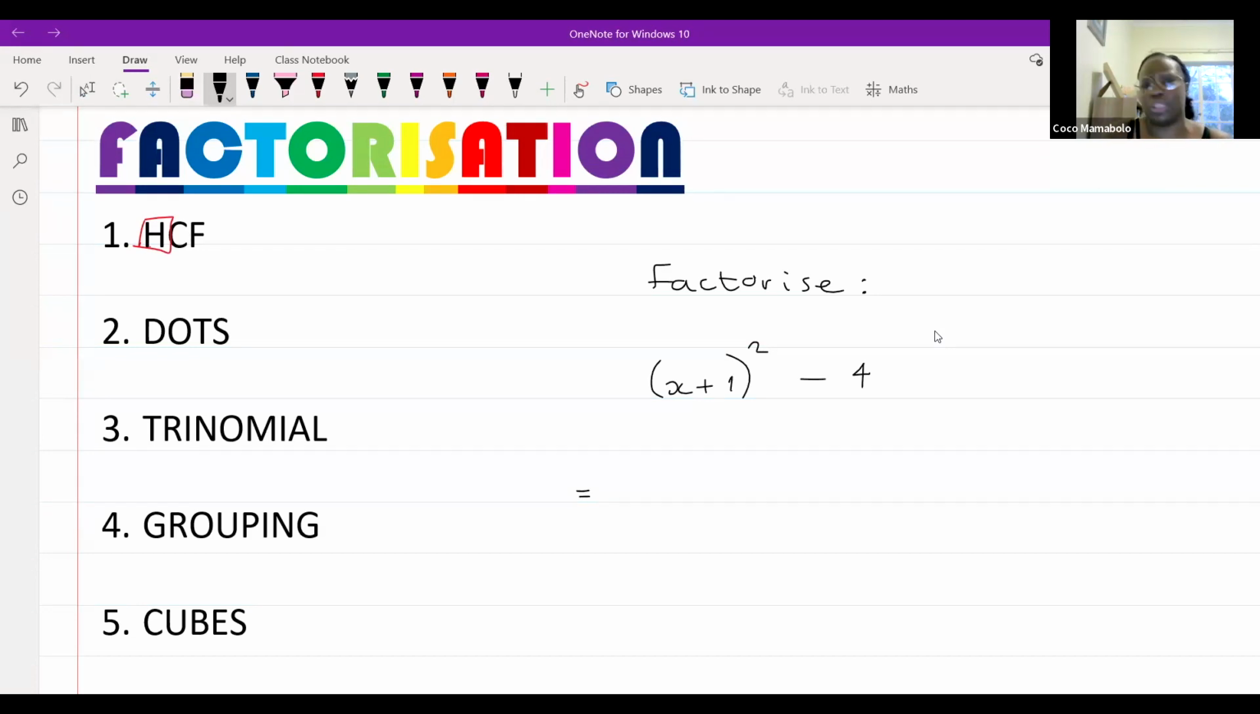Okay, this is difficult, right? I'm going to teach you guys the K method. Let's talk about the K method a little bit. As soon as we see something in brackets all squared, we're going to do this.